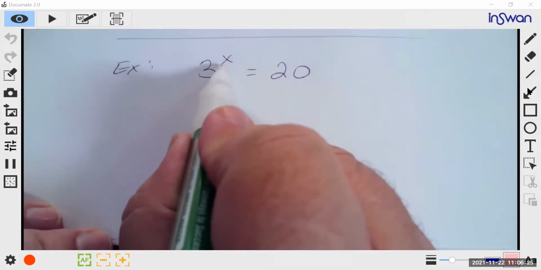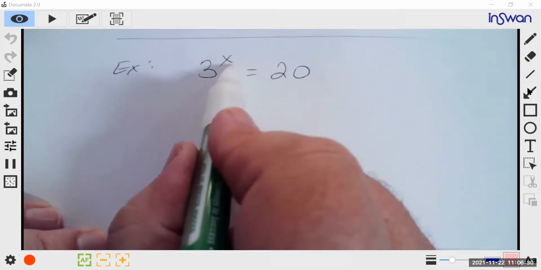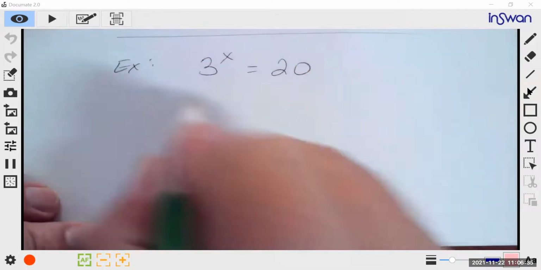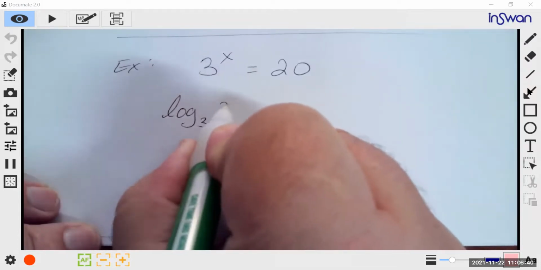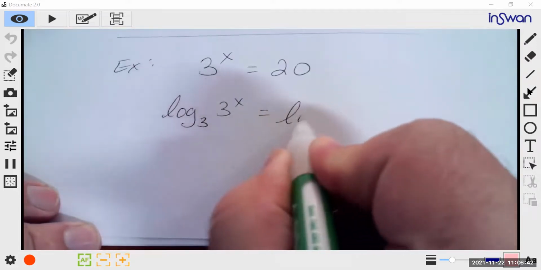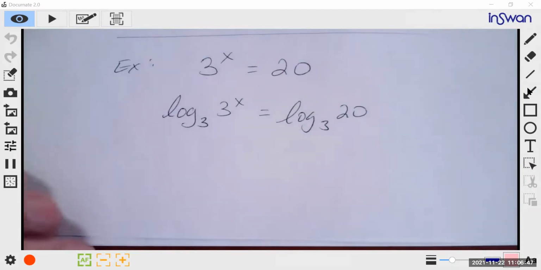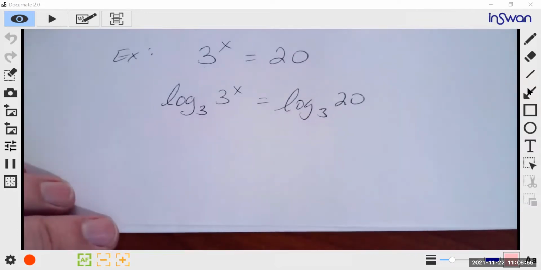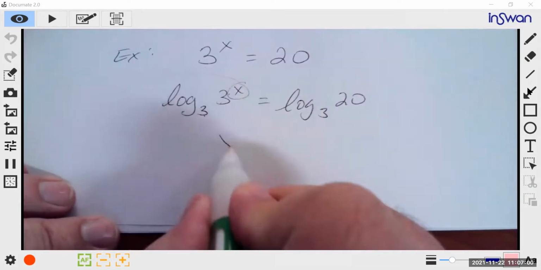Okay, since obviously 3 and 20 don't have anything in common, we're trying to get the x out of there. The easiest way to do that is you can raise them to whatever power you want. So I'm going to take log base 3 of both sides of these equations. Because if these 2 are equal, that means their logs have to be equal. Log base 3 of 3, the x goes out in front, so it's just x.